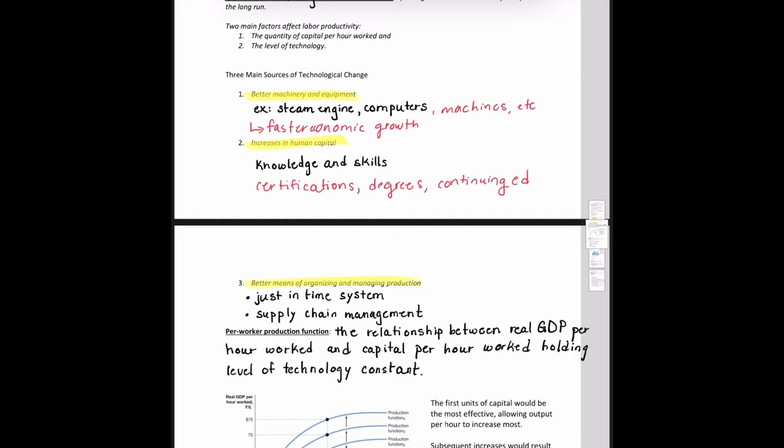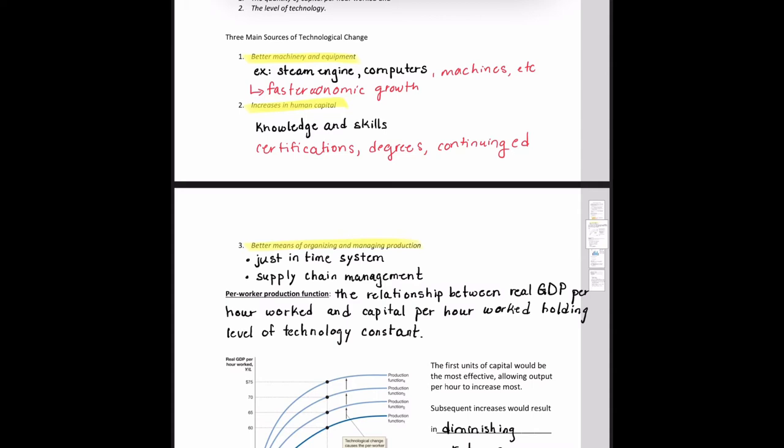Finally, we have better means of organizing and managing production. If managers can do a better job of organizing production, labor productivity can increase. Examples of this include the just-in-time system, involving assembling goods from parts as they arrive at the factory exactly when they are needed. And we can talk about supply chain management, that idea of being able to effectively deliver product when it's needed is a source of technological change.